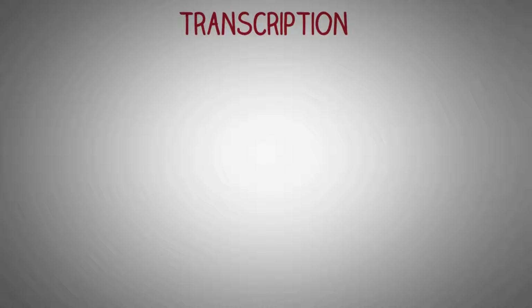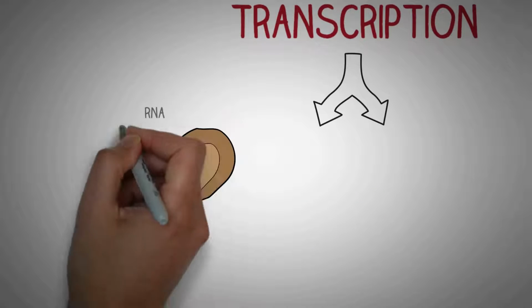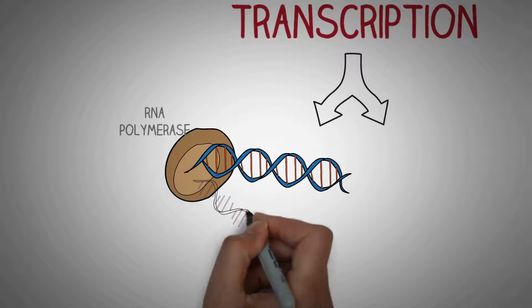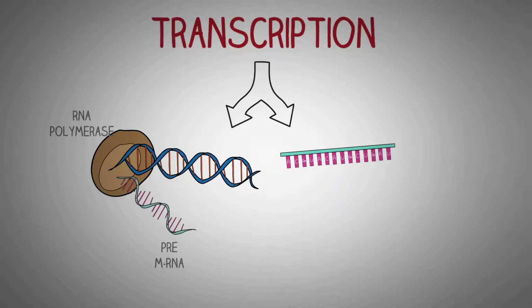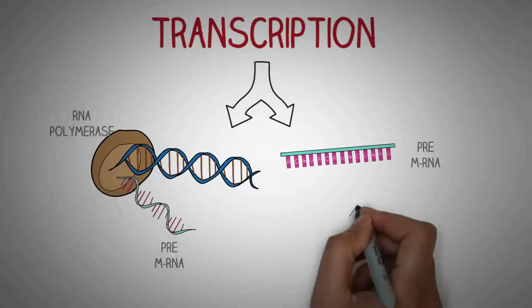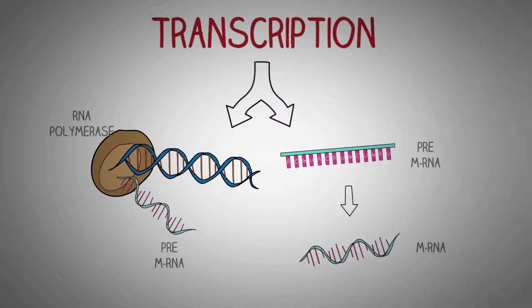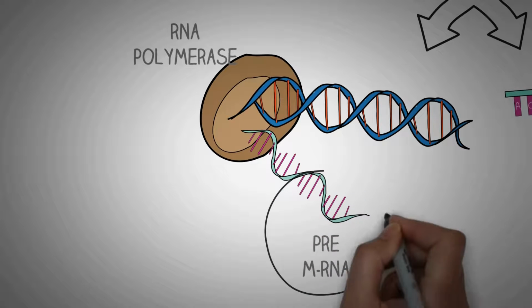So the process of transcription takes place in 2 broad steps. First, the enzyme RNA polymerase forms a pre-messenger RNA molecule. This happens in the nucleus by using base pairs complementary to the base sequence of the DNA template strand. In the second part, the pre-mRNA is edited by more enzymes to produce a desired mRNA, which is the final product of the transcription.